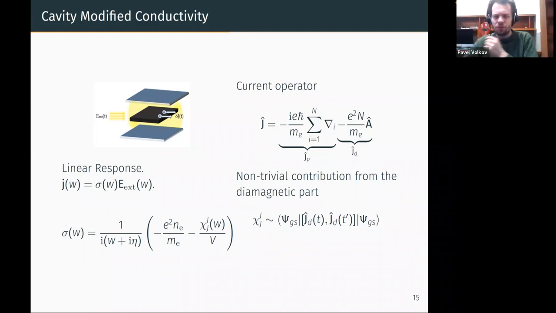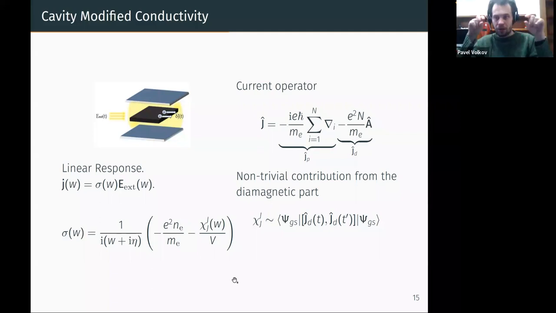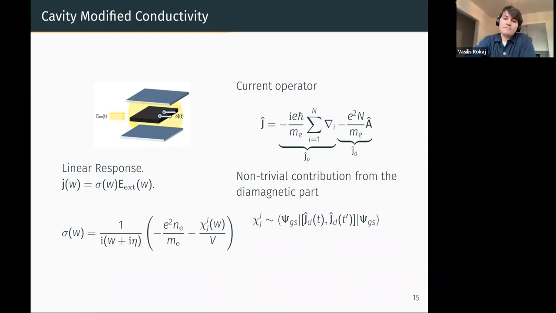Yes, Pavel? You mentioned there's a Drude contribution and a current correlator. I thought that conductivity is solely determined by the current correlator in the lower left. It is a matter of how you define it, I would say. Some people include the Drude peak in the definition of the current correlator, some don't. But this is the standard Kubo formula. And there is also a diamagnetic contribution because you have the A squared coupling, right? Exactly.